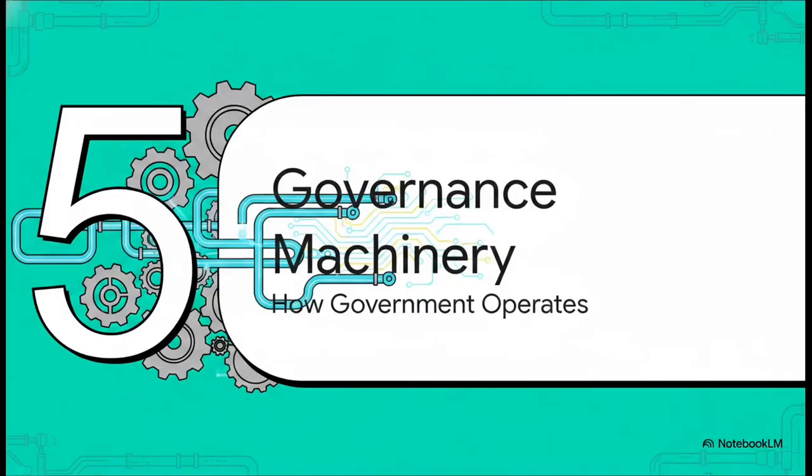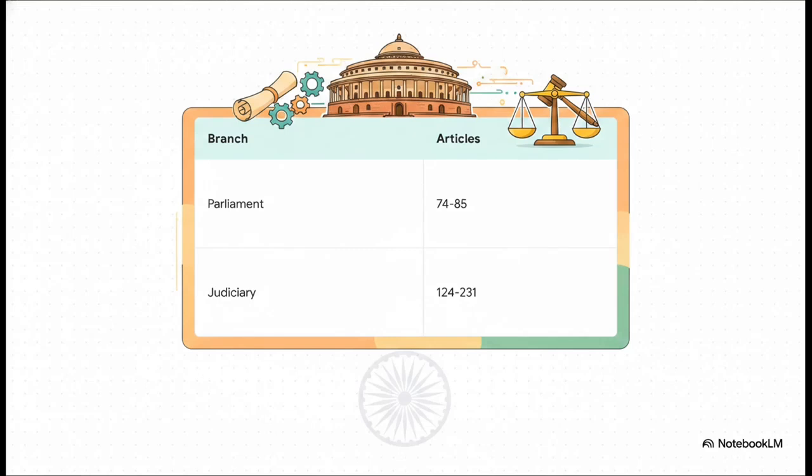Section 5. The machinery of governance. How the government operates. All right, we've seen the foundation and the living spaces. Now let's check out the plumbing and the electricity. Let's see how this all builds a functional, day-to-day state.